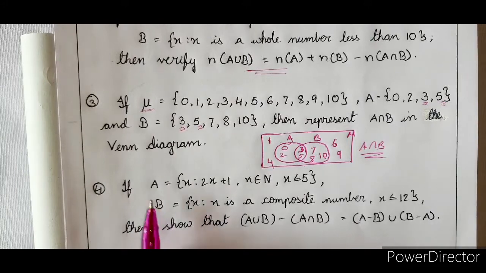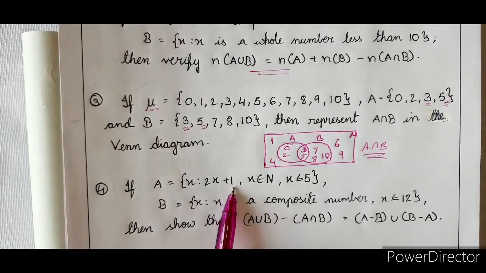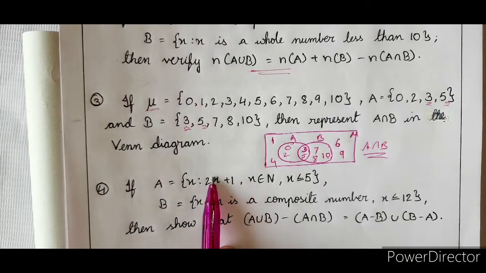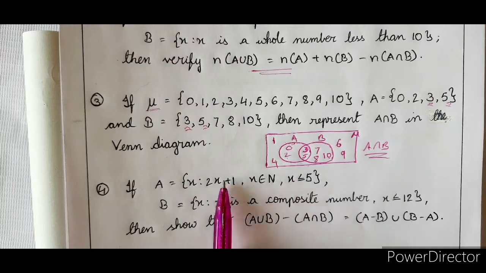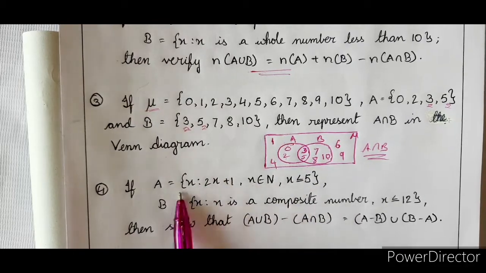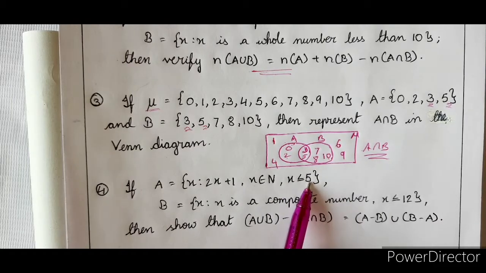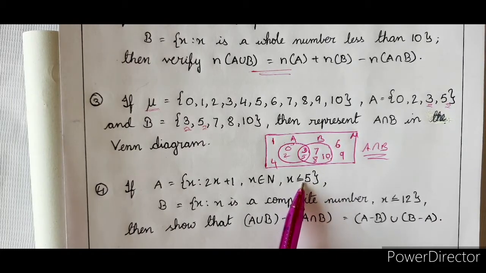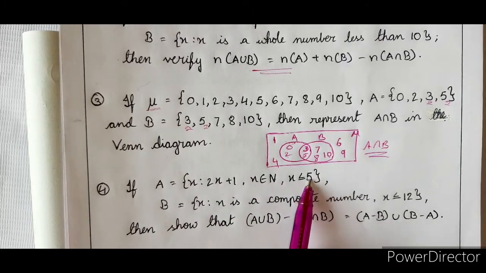Now let us see the next one. If A is equal to x such that 2x plus 1 is the element and x belongs to N, that should be a natural number, meaning 0 will not come, negative integers will not come, and x is less than or equal to 5. The condition is x is less than or equal to 5. So you have to take such an element where each x should be less than or equal to 5, not more than that.